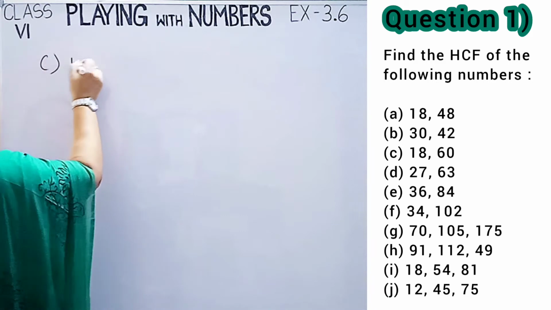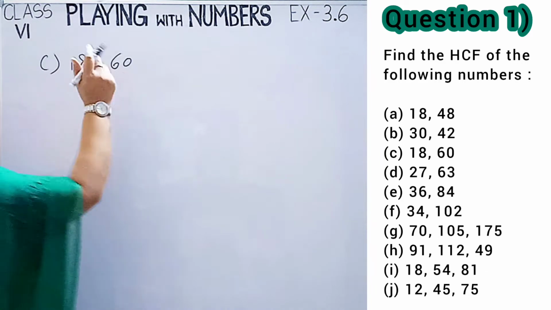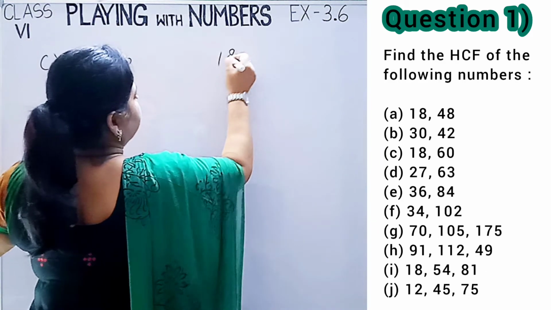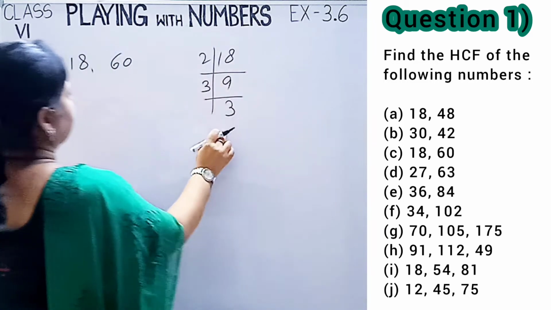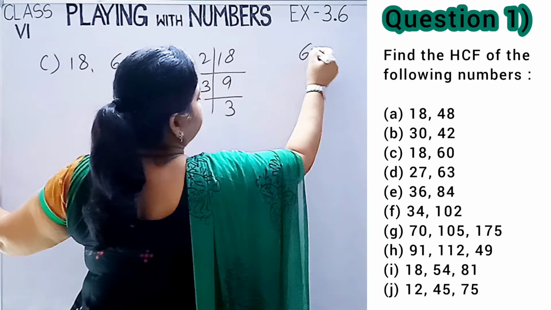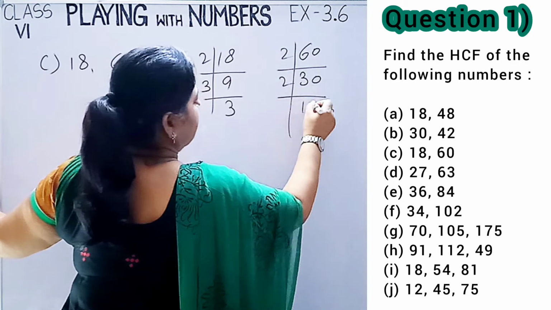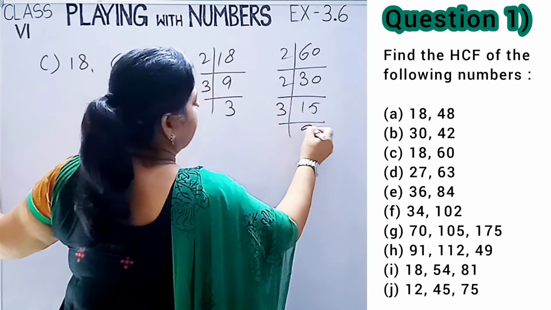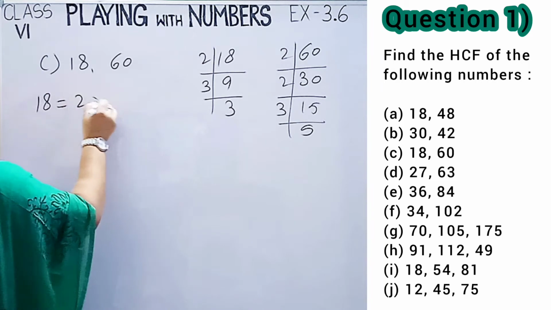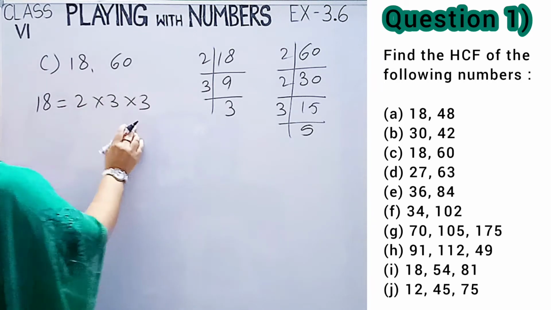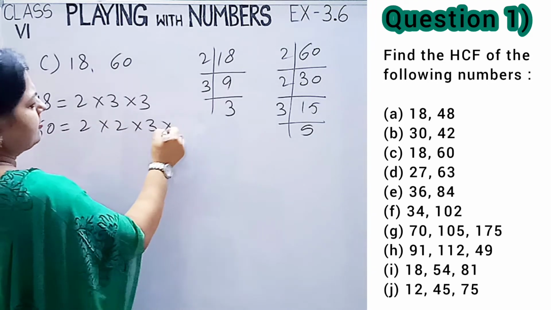C. 18, 60. So let's do prime factorization of 18 and then 60. 18, 2 9s are 18, 3 3s are 9. Now 60, 2, 30, 15, 3 and 5. So 18 is equal to 2, 3, 3 and 60 is equal to 2, 2, 3, 5.